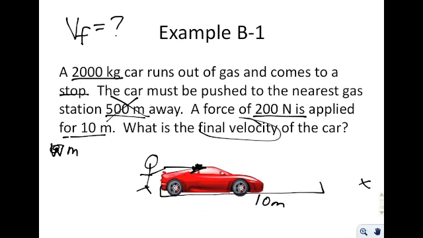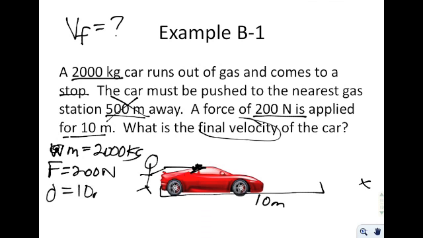So you have mass is 2,000 kilograms. You have a force of 200 newtons. You have a distance or displacement of 10 meters. Okay, this is also really key here. This stop term. So even though it says it comes to a stop, realize that that is the initial starting point before you push. So the initial velocity of the car is zero.